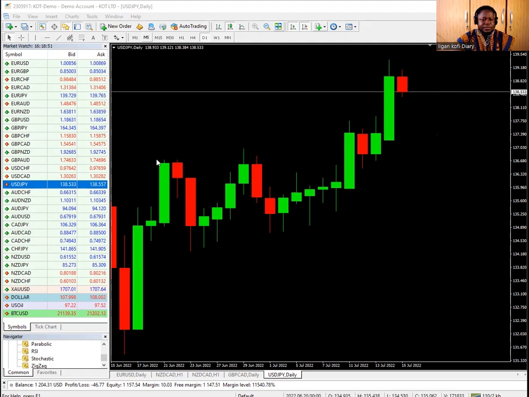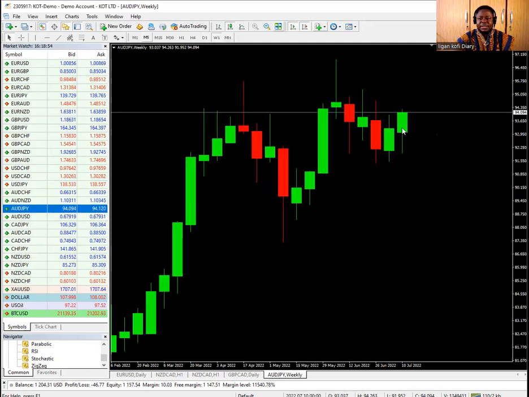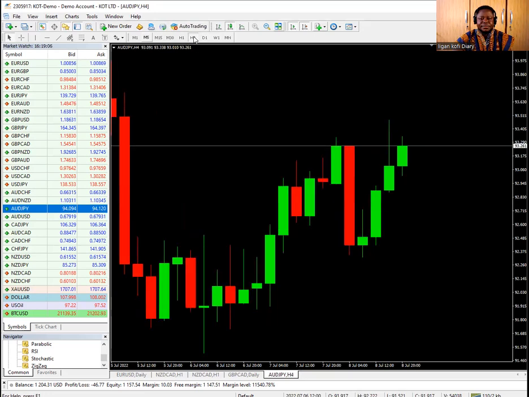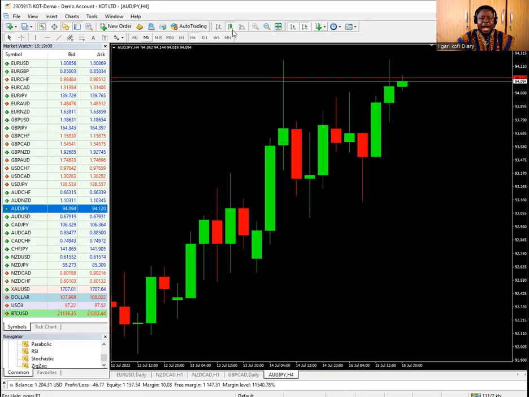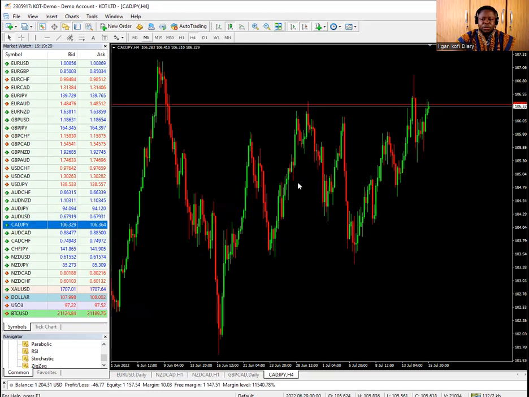But we still have more JPY pairs. So AUD JPY, as you can see on the weekly, you can see the buy movement happening. The buy movement on the weekly. So why not? So we will continue with the buy. All right, so this on the 4-hour, and on the 4-hour, you can see the buy movement happening. So you can go for a buy, and then you target the same 100 pips stop loss, 100 pips take profit. CAD JPY, you can see the buy movement.